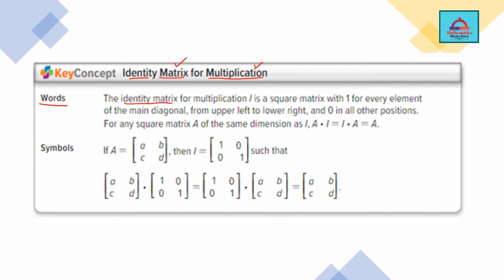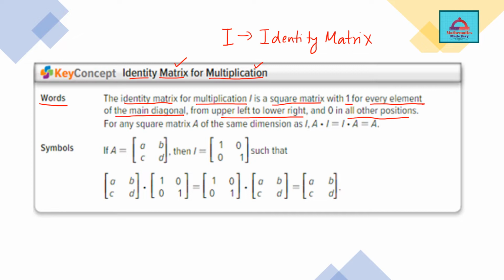So the identity matrix for multiplication, you generally denote it with a capital I. This is how you use the symbol, the alphabet capital I, to write it. It's a square matrix definitely, so either it is 2 cross 2 or 3 cross 3, where 1 is the number present at the main diagonal, as you just saw in the last slide, from the upper left to the lower right, and at all other positions you have 0 element.